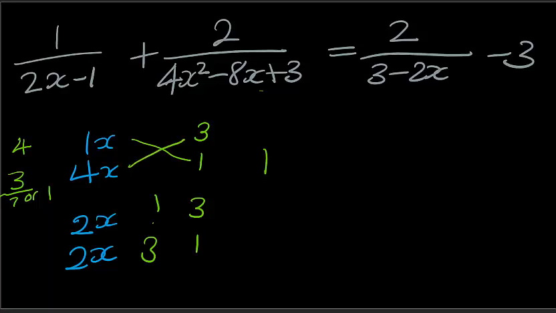4 times 3 is 12. If I add them, I get 13, or I get 11 if I subtract them. So this is not my pair.